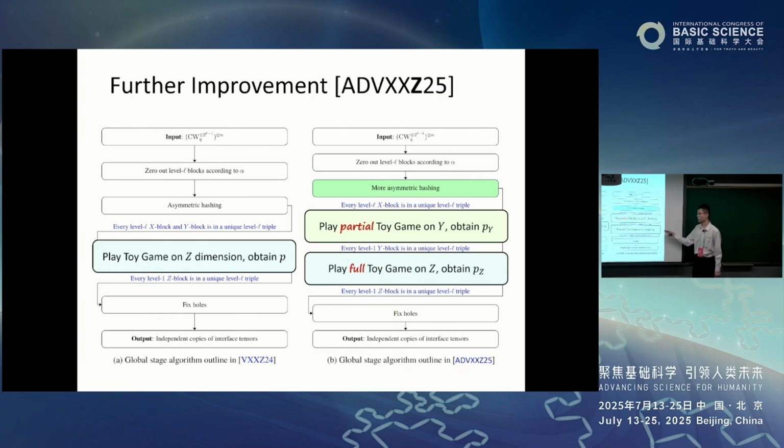All it knows is that the uniqueness properties on x and y are already established, so the game on z can start as usual. The full version of the toy game on z is exactly the same as the one in the previous paper, so they produce the same advantage, but the partial toy game on y creates additional advantage, and this is the key point of making the improvement on omega again. So this is what we did in the 25 paper.